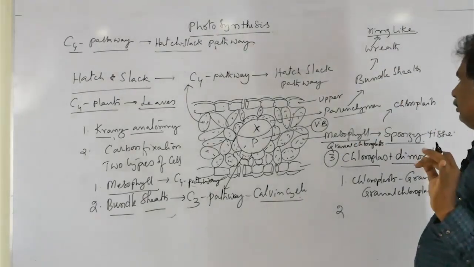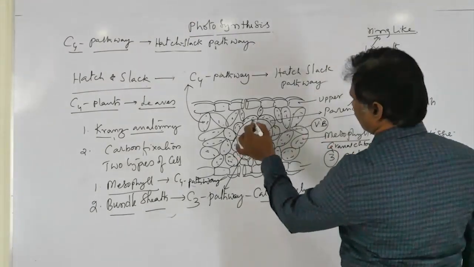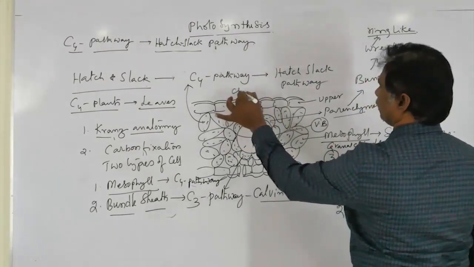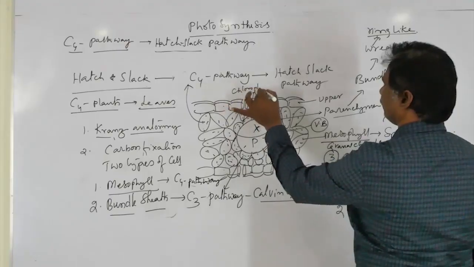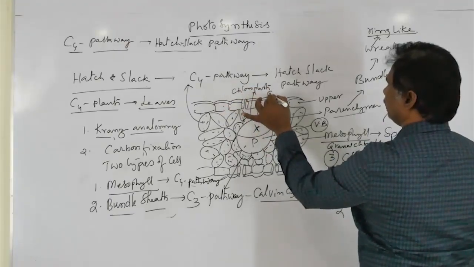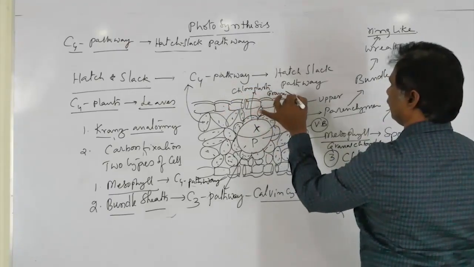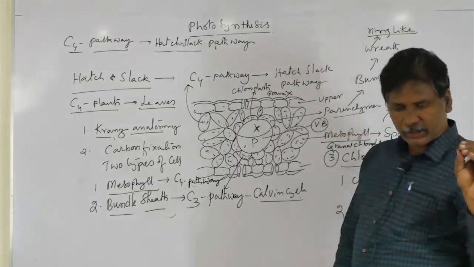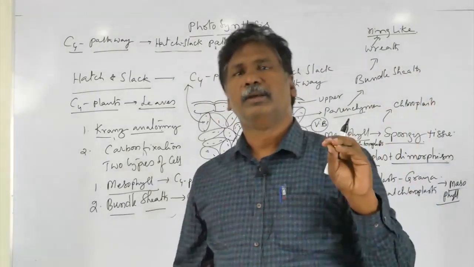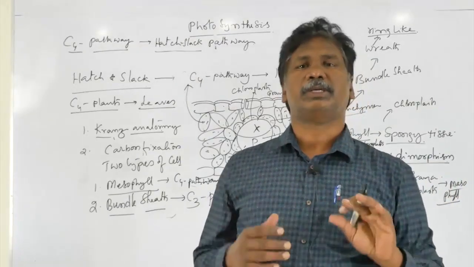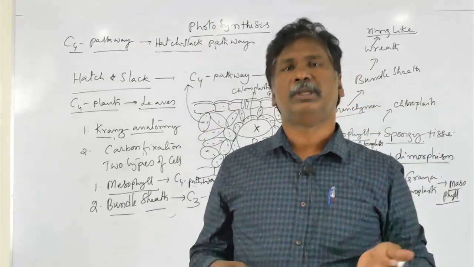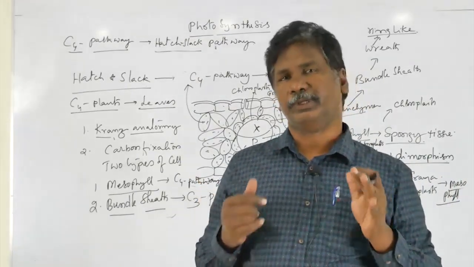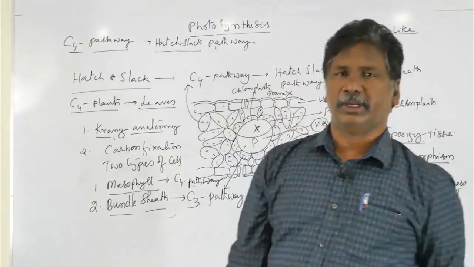Bundle sheath cells are also present. In the bundle sheath cells, chloroplasts are present, but in those chloroplasts, grana are absent. That's why agranule chloroplasts are present within the bundle sheath cells.